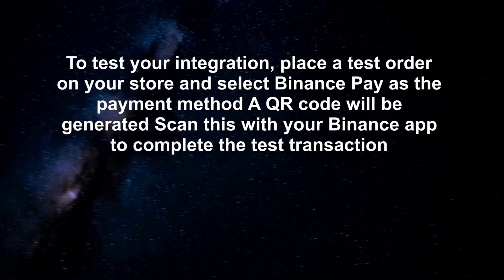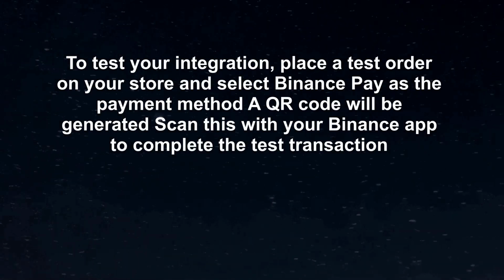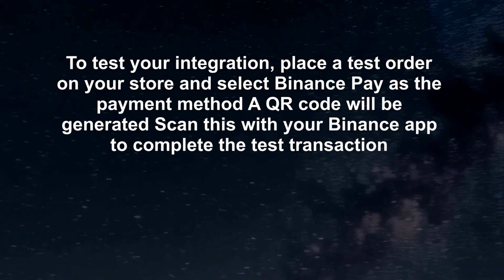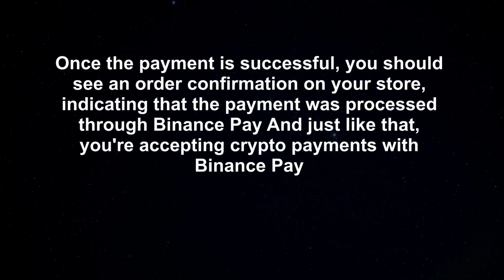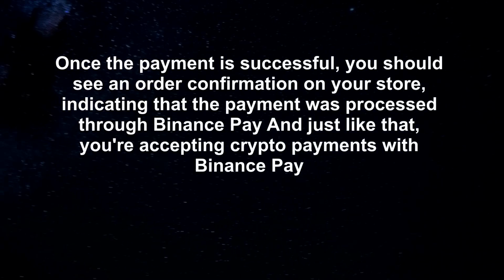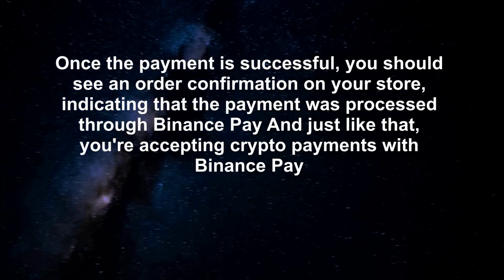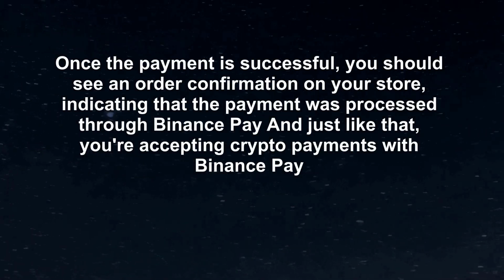To test your integration, place a test order on your store and select Binance Pay as the payment method. A QR code will be generated. Scan this with your Binance app to complete the test transaction. Once the payment is successful, you should see an order confirmation on your store indicating that the payment was processed through Binance Pay, and just like that, you're accepting crypto payments with Binance Pay.